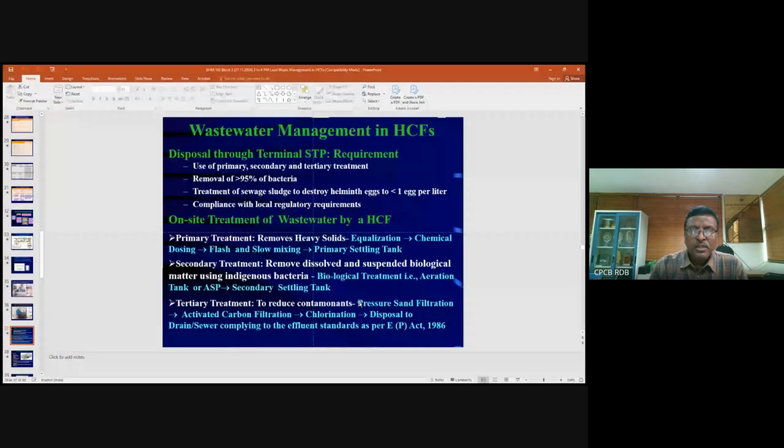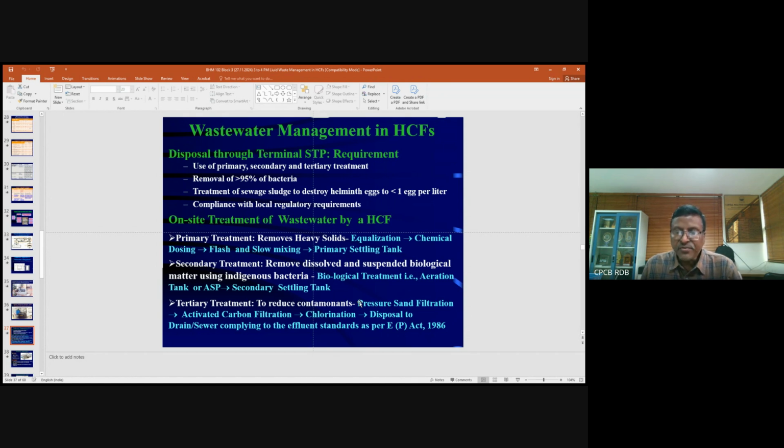As I told, in order to ensure proper treatment of liquid waste, there are different types of management aspects. Disposal through a terminal ETP requires the use of primary, secondary and tertiary treatment, where more than 95% of the bacteria are removed, and treatment of sewage sludge to destroy the ova, to less than 1 egg per liter. Compliance with local regulatory requirements is a must.